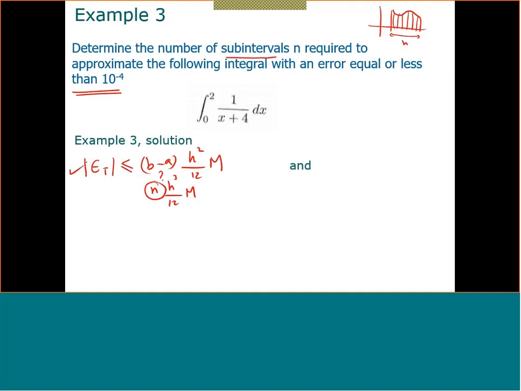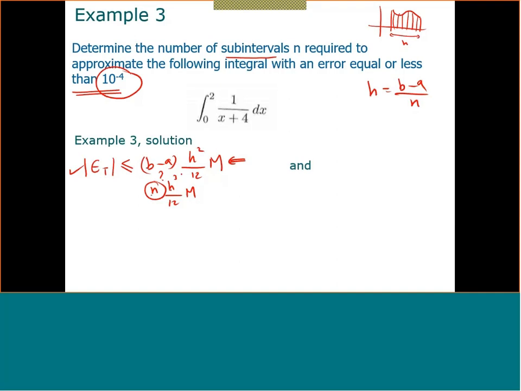The error is given to me as 10 to the minus 4. h squared is related to my n. Once we know h, I can find n, and I know the relationship between h and n. We know that h is equal to (b minus a) over n. In this equation I will have two unknowns, n and h cubed. It's better to start with this formula.